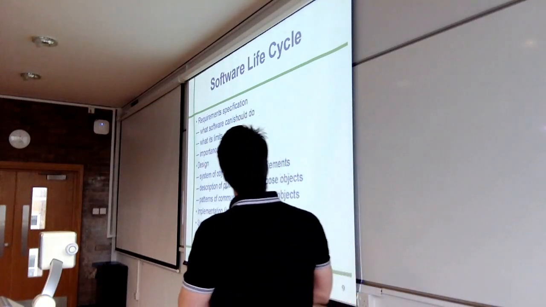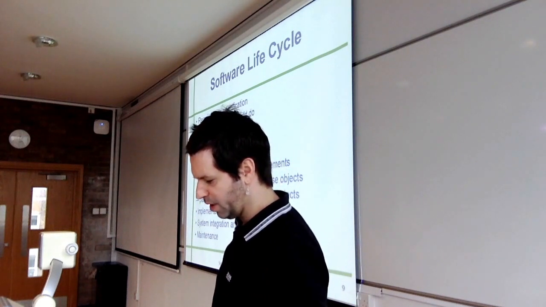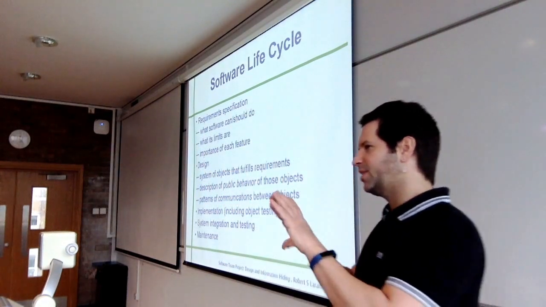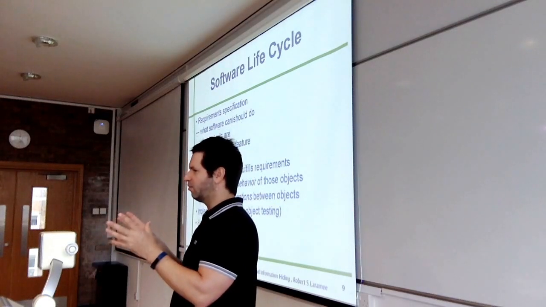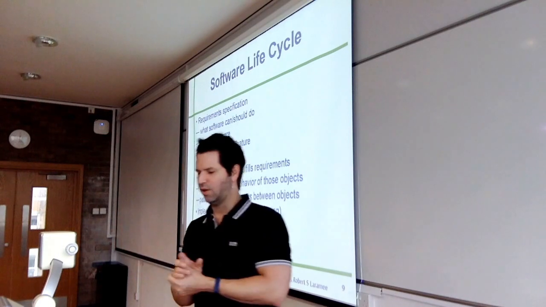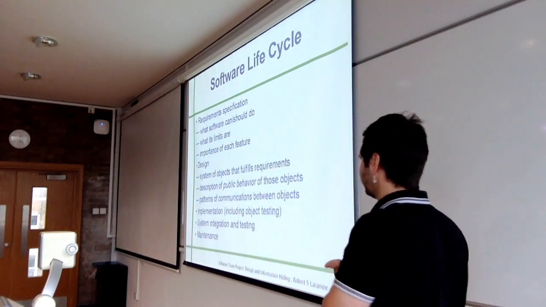So back to the software lifecycle, we have the requirement specification: what the software can do, what its limits are, and the importance of each feature. From that text document, you have to derive some sort of software design. That could also be called the software engineering specification.